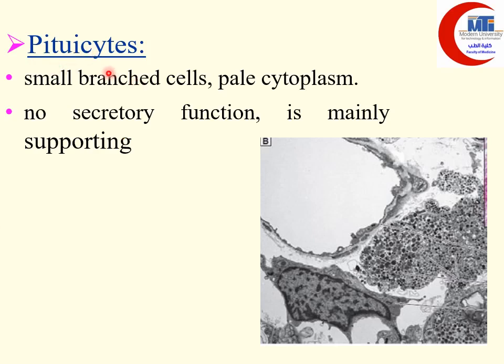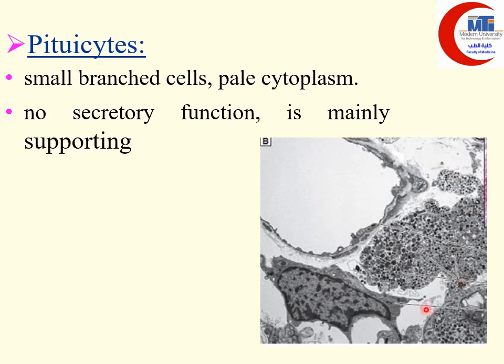Pituicytes. Pituicytes are small branched cells with pale cytoplasm. These cells have no secretory function. It's mainly supporting or neuroglial cells.